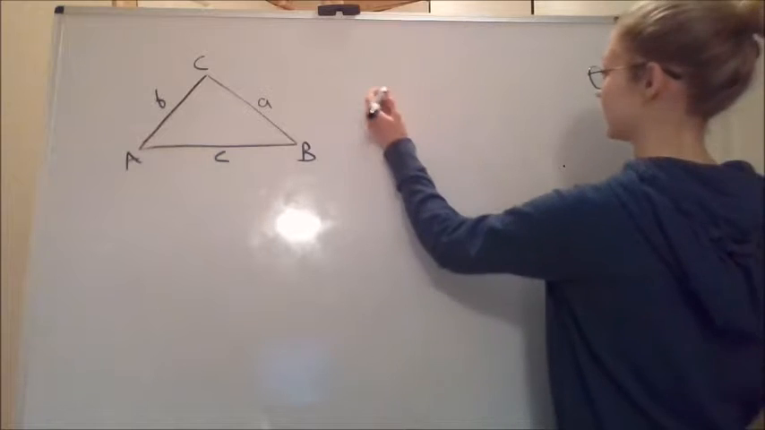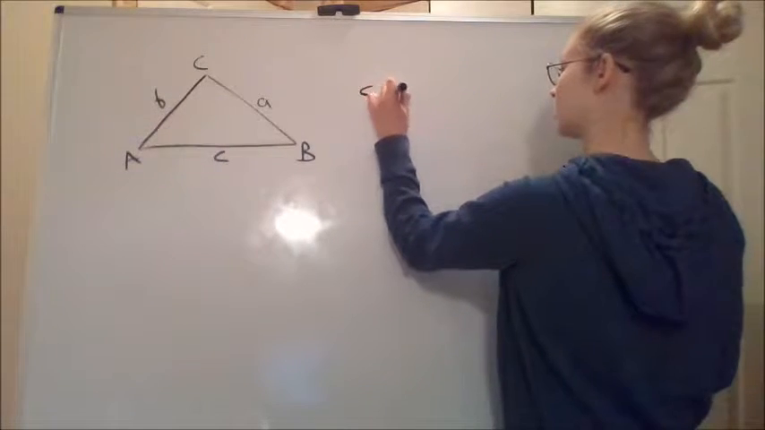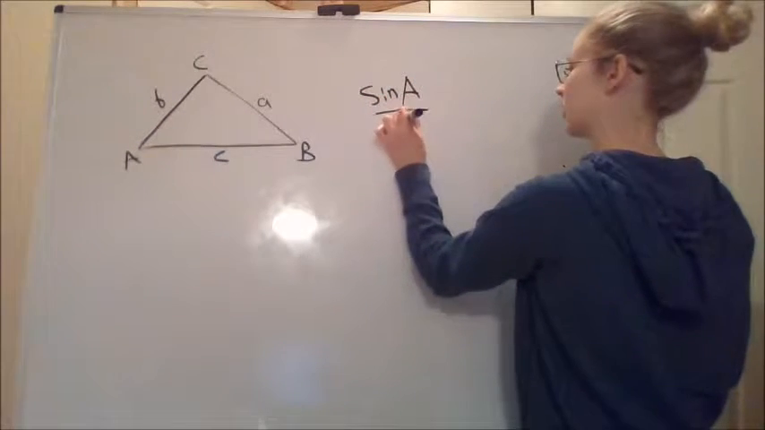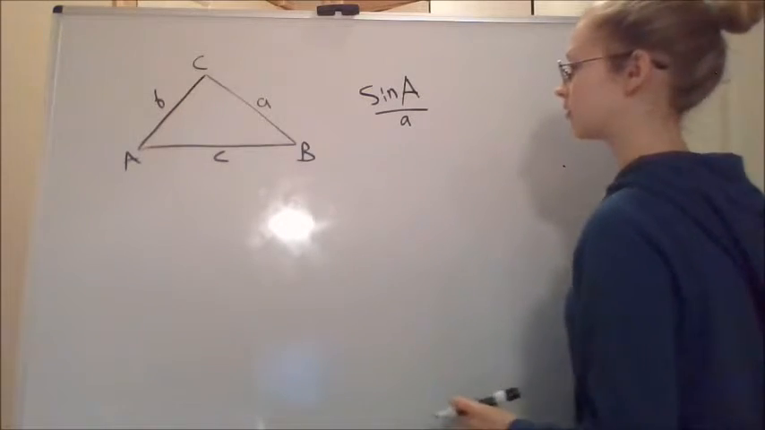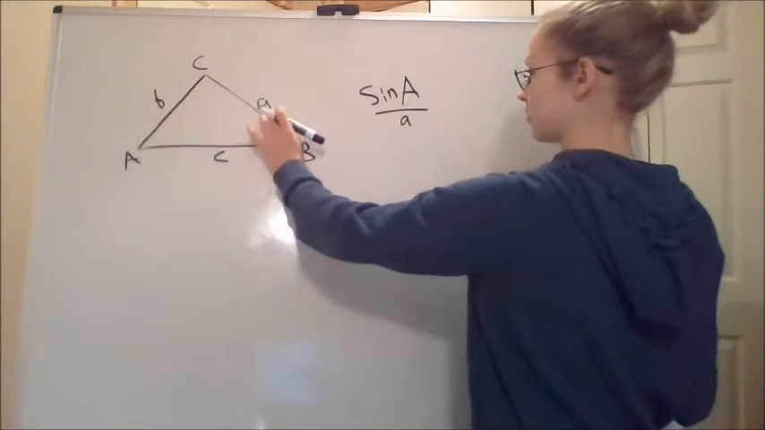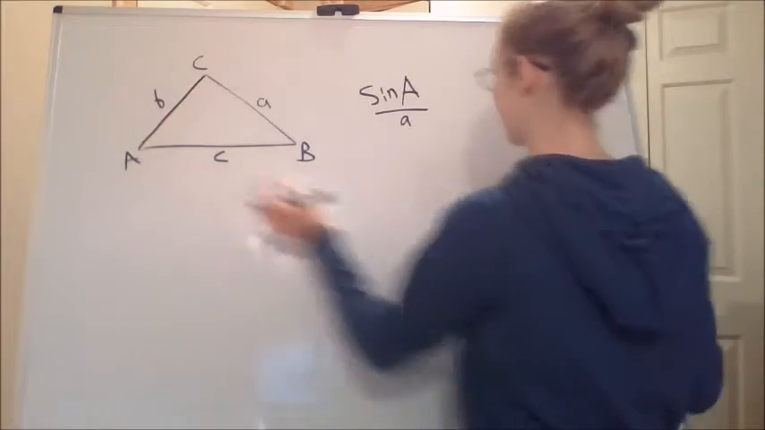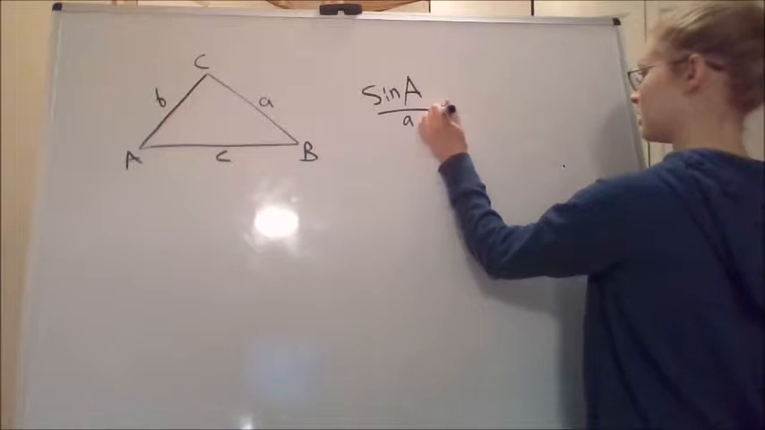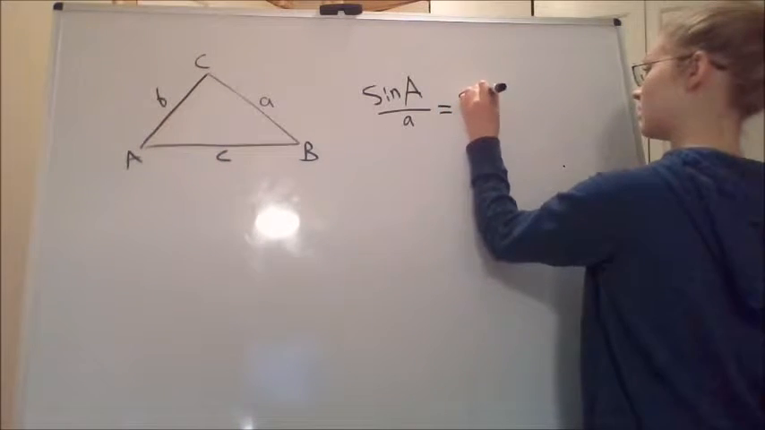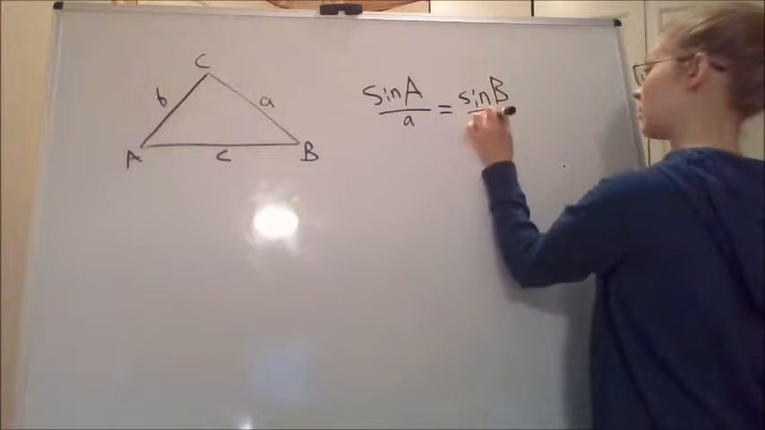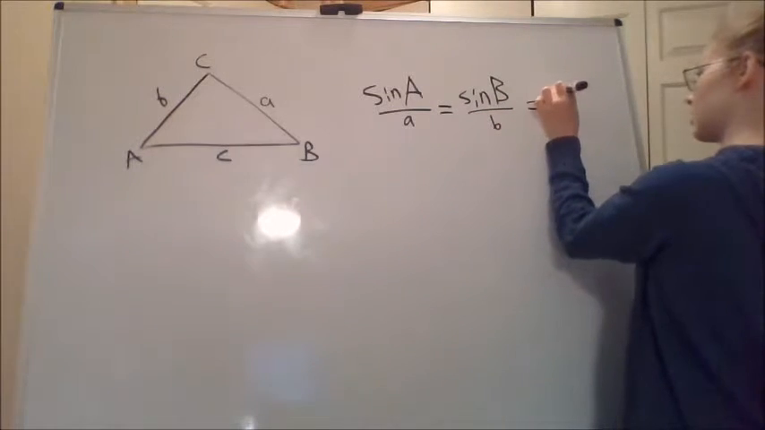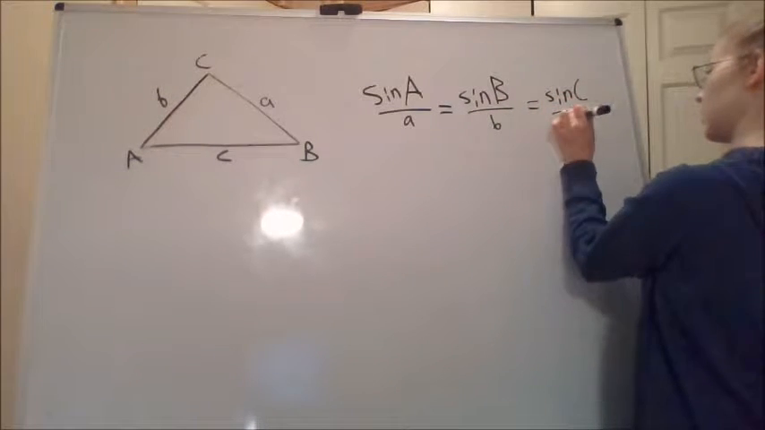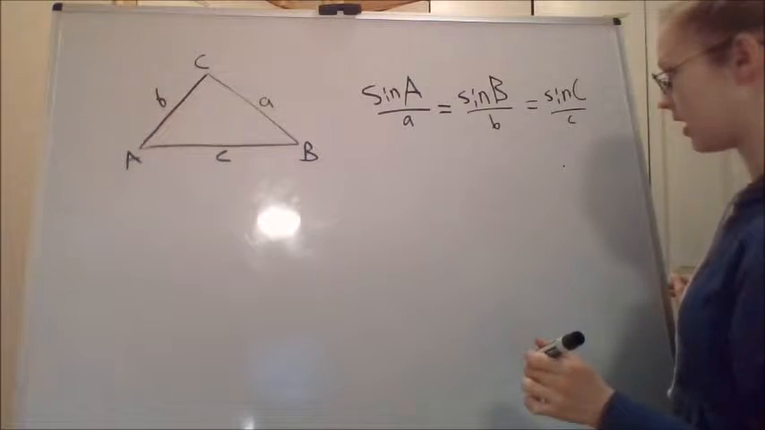So the law of sines states that the sine of angle A divided by the length of side A, and of course side A is always going to be located across the triangle from angle A, is going to be equal to sine of B divided by length B, and that's going to be equal to sine of C divided by length C. So there we have that.